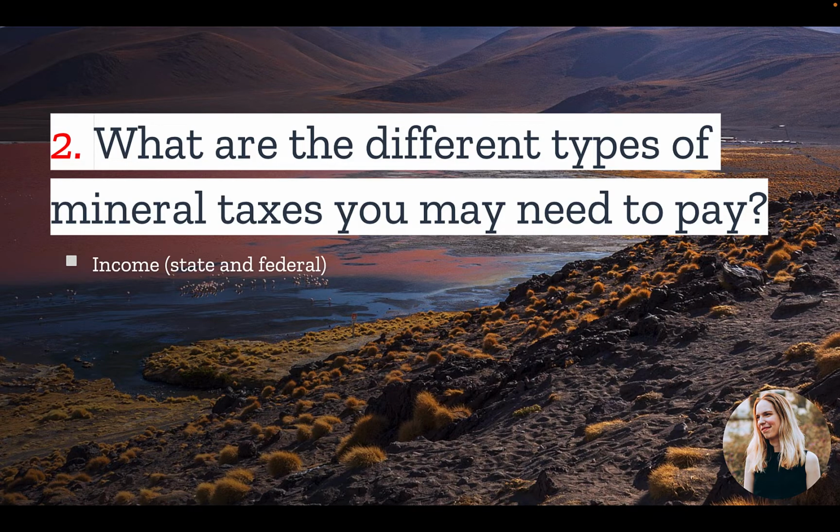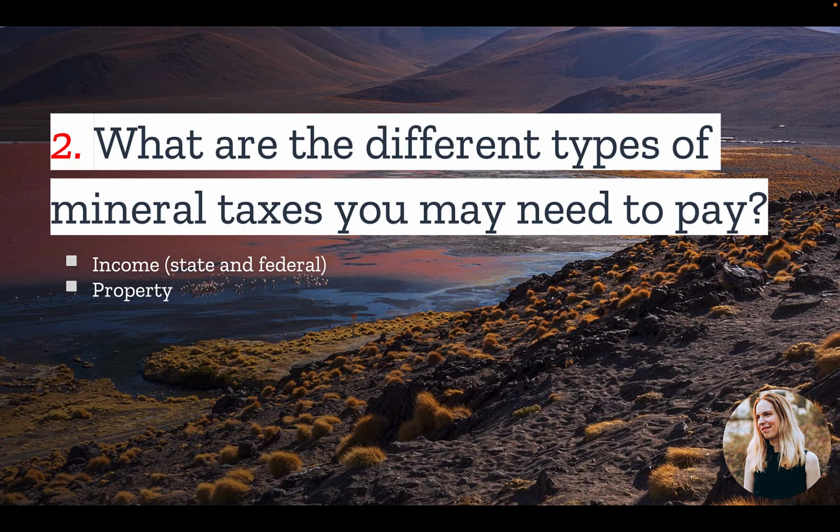The first, of course, would be income taxes. When you own mineral rights, you can lease them out. As part of the lease agreement, you can request a certain percentage of the profits from any minerals extracted, the royalties. The income you earn from mineral royalties is subject to federal income taxes, and in many circumstances, state income taxes as well.